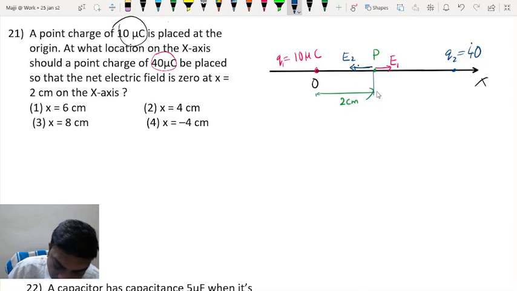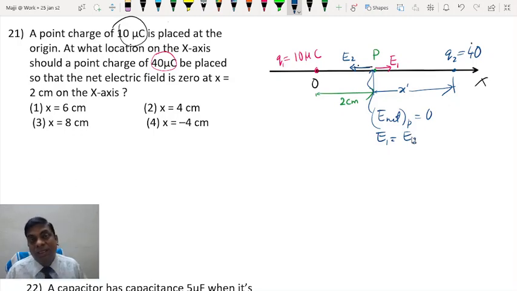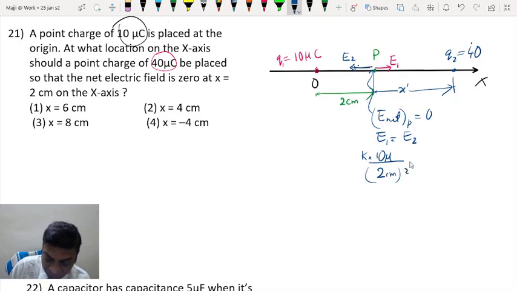I'll take this as x dash. If the net field at point P is zero, that means both the electric fields due to the two charges must be equal and opposite to each other. So E1 will be K Q1 by R square. Similarly, E2 will be K Q2 by x dash square.